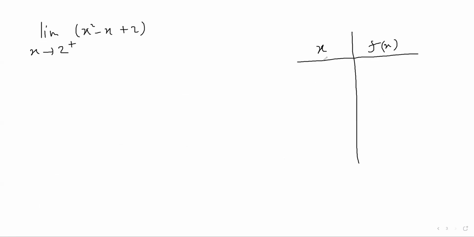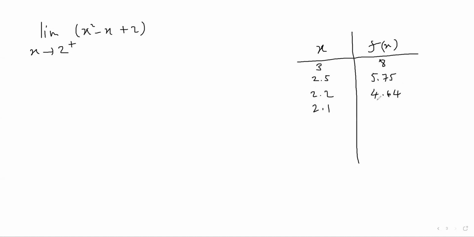Let's start with 3. If we start with 3, the corresponding value of the function is 8. We don't yet see what the function is approaching, so let's keep getting closer. Let's choose 2.5, and we get 5.75. Still don't know what's happening, so let's get even closer, 2.2, and we get 4.64.